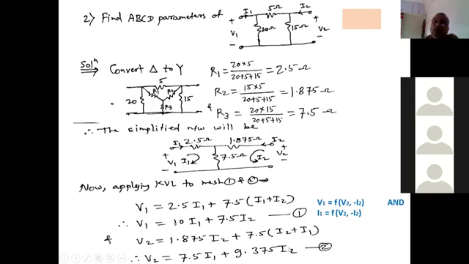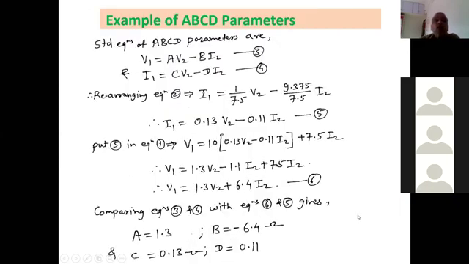Then if you substitute that value of I1 here, you will find that equation 1 now becomes an equation in terms of V1, I2 and V2. Now you can rearrange this equation in this form: V1 is equal to a function of V2 and minus I2. Then the coefficients of V2 and minus I2 will represent your ABCD parameters. So the standard format of equations of ABCD parameters I have mentioned here.